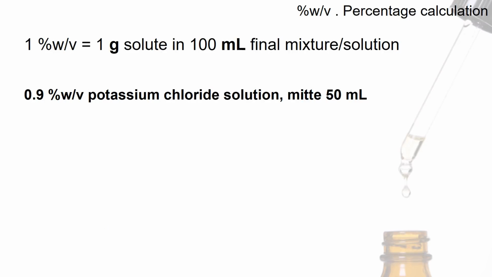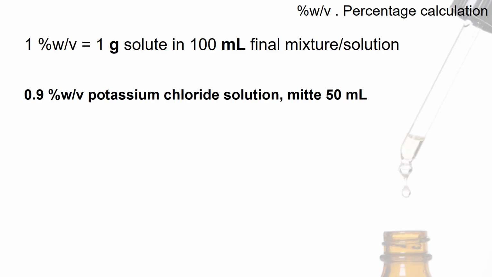First, let's look at the expressions of percentage weight in volume. Remember the golden rules saying that we have one part in 100 parts. So in this case, it means that 1 gram of the solute is found in 100 ml of the final mixture or solution. Let's look at this example.